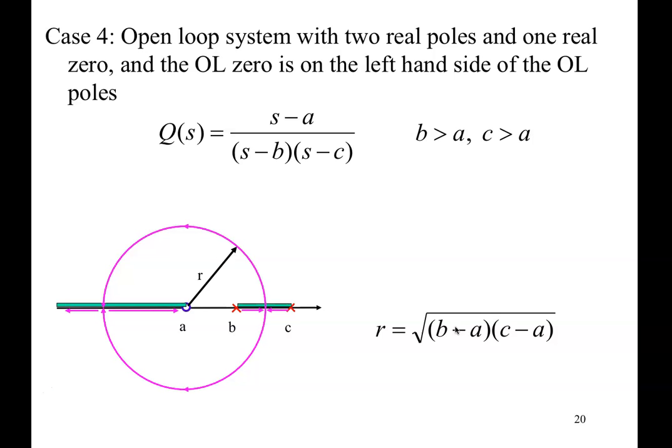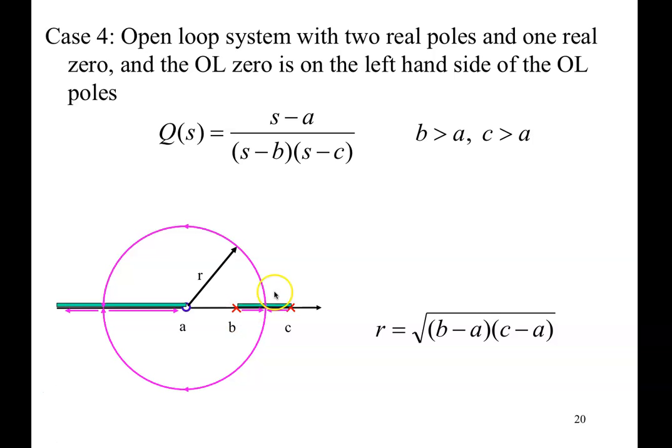That is an entirely different case. Case number 4. We're going to look at a system where the open loop system will have 2 real poles and 1 real zero. Now, if you identify the poles and zeros on the S-plane, you will find in this particular example, I have the open loop zero on the left-hand side of 2 open loop poles. So the example I give here only applies to that.